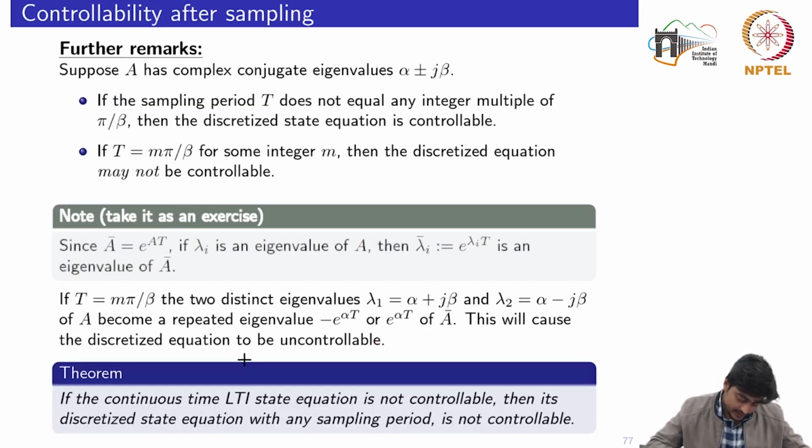So the last result we have is that if the continuous time system is not controllable, then its discrete state equation with any sampling period will never be controllable. If the LTI system is controllable, then we had a test, or you could compute the sampling time, so that your discrete time version of the state equation becomes controllable. But if the original pair is not controllable, then for any sampling period your discrete time version would never be controllable.